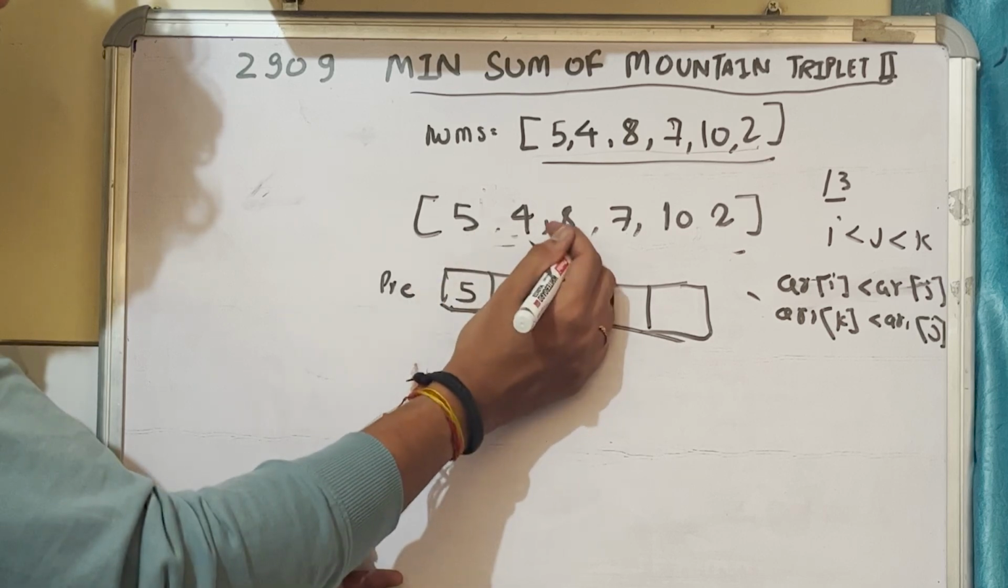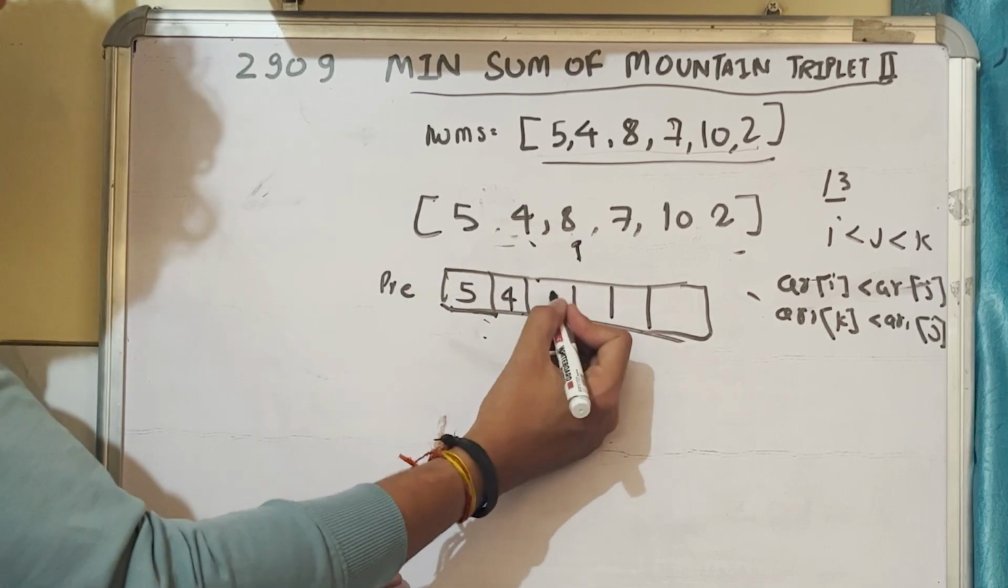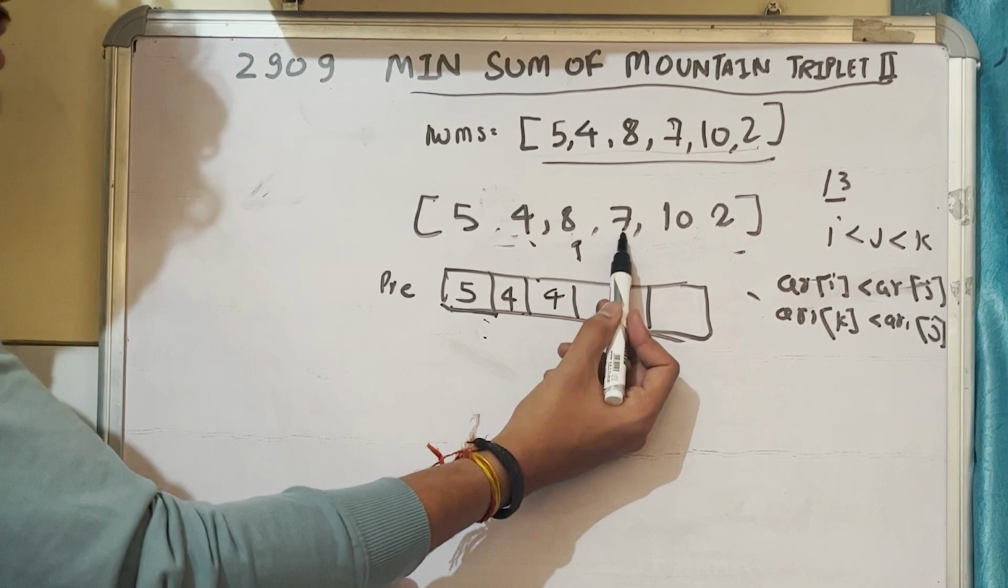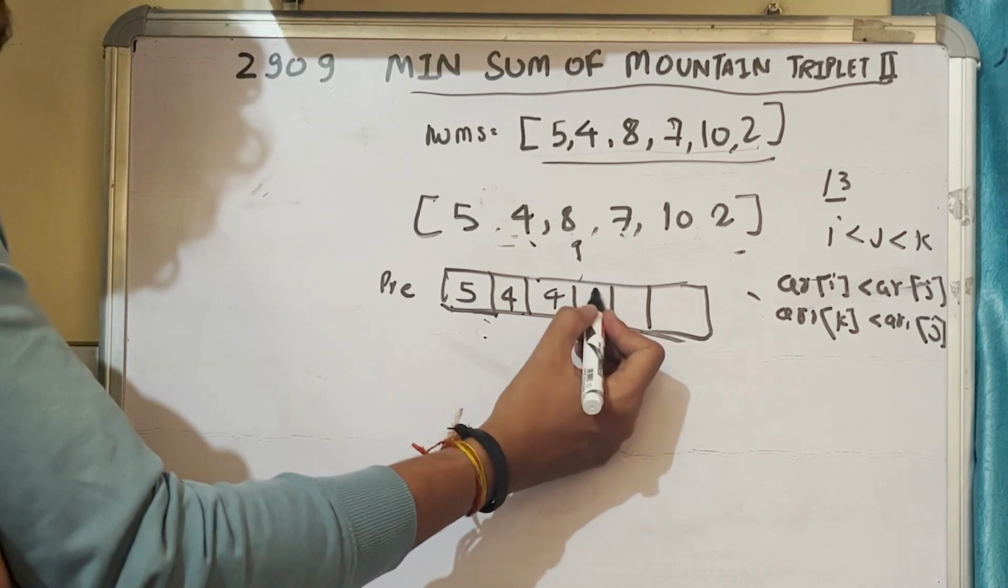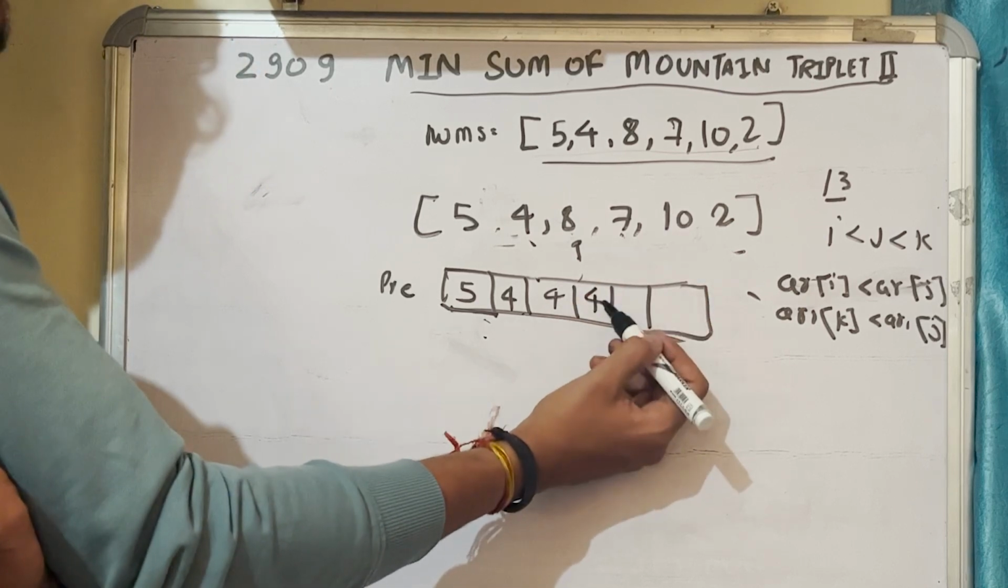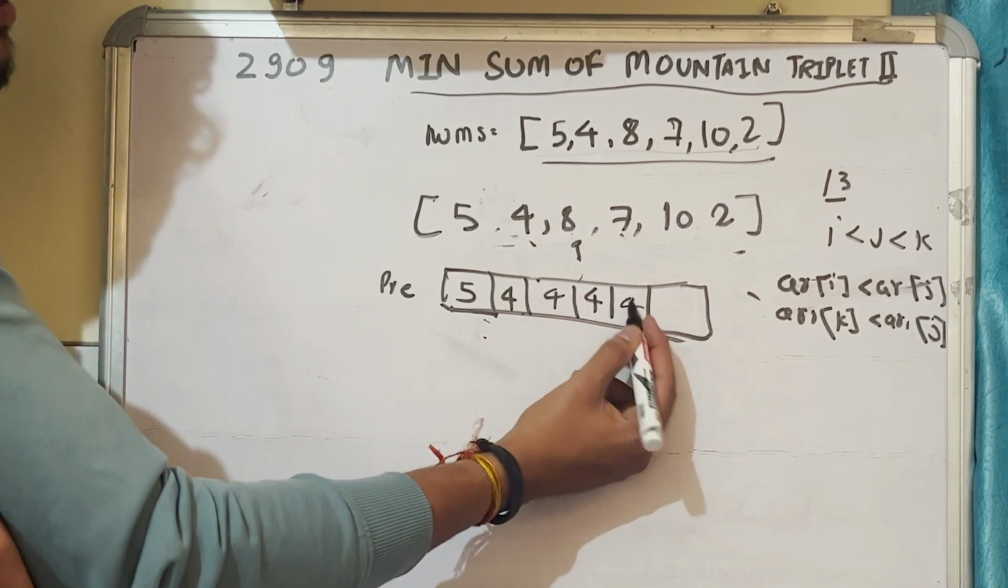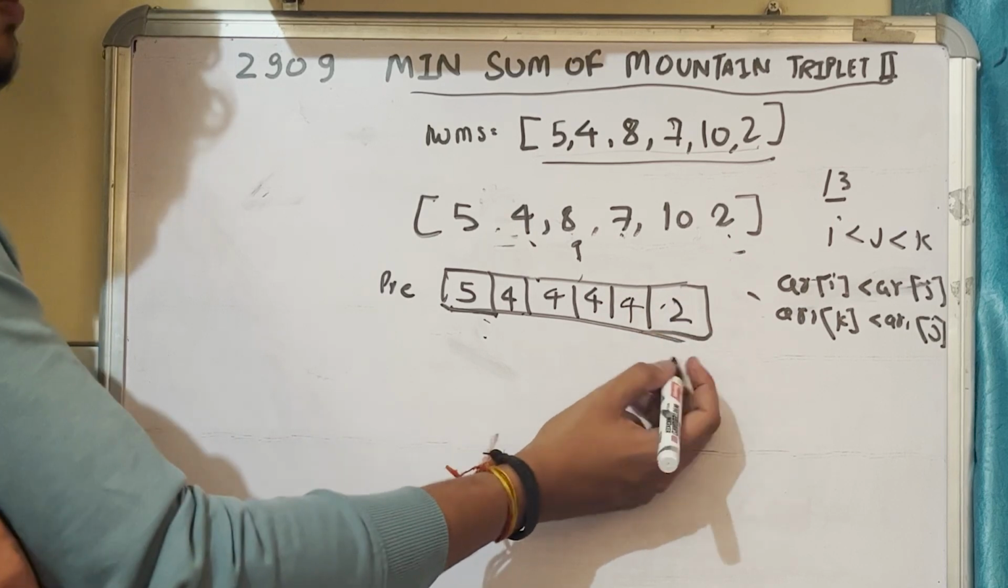You will move here. You will check 8 or 4, which is minimum? 4 is minimum. Simply you come here. You will check, so 7 is minimum or 4? So you will make 4. Simply 10 and 4, which is minimum? You will write 4. 2 and 4, 2 is minimum.